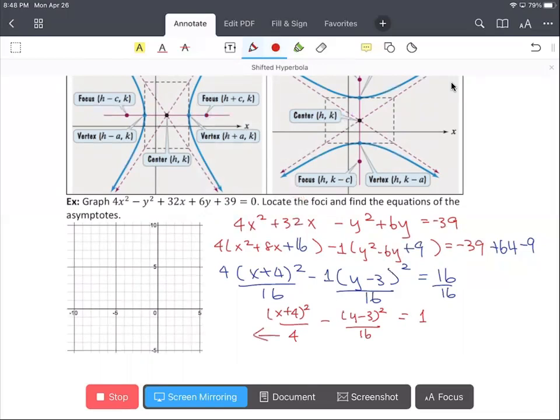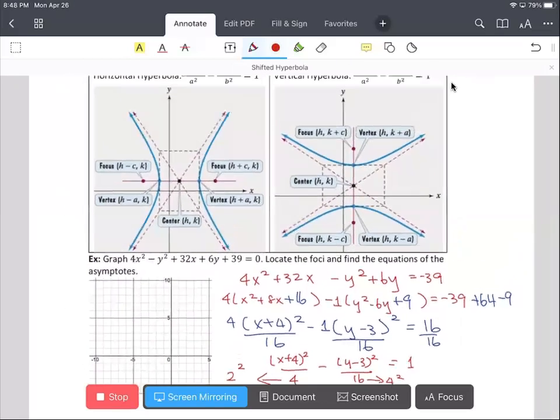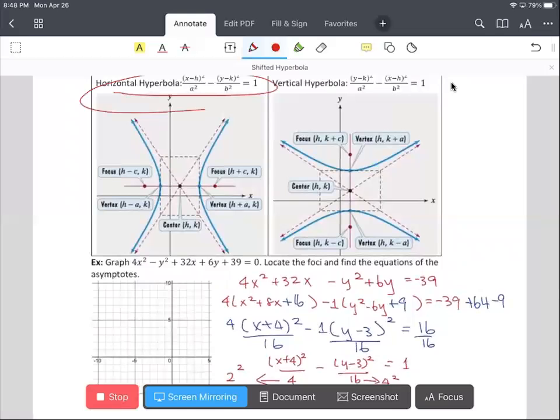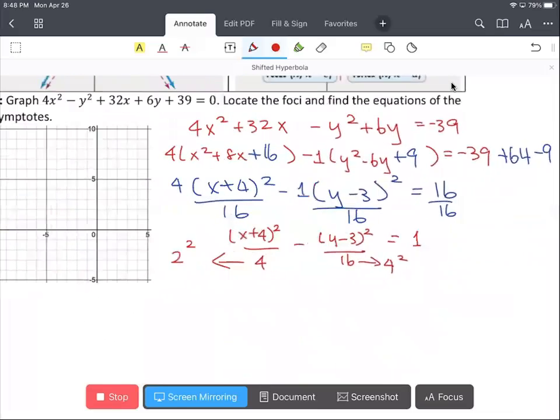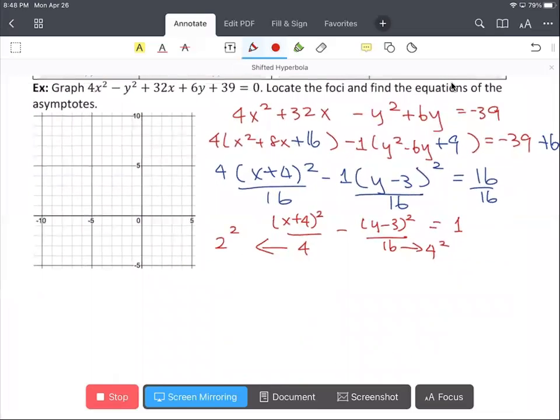So here it tells us that it's 2 squared and 4 squared. So we can tell that we have a horizontal hyperbola, or you can call it an x-axis hyperbola. Using that information, we can tell that a equals 2, b equals 4. Also, by looking at this, we can tell that the center equals negative 4, 3.